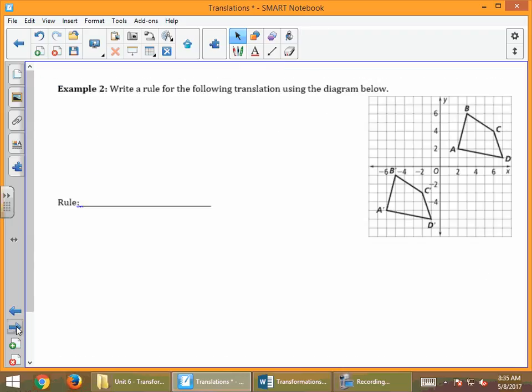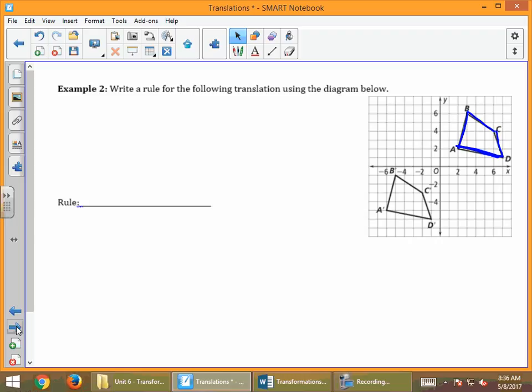And this next one, we're going to work on writing a rule for this translation. So what you have to do in order to write a rule is recognize which one's your pre-image and which one's your image. And you always want to start with your pre-image. So we know this guy right here is our pre-image, our original figure, because there's no tick marks. And we know that bottom shape is our image because there is tick marks. So start with the one that doesn't have tick marks. That's your original.